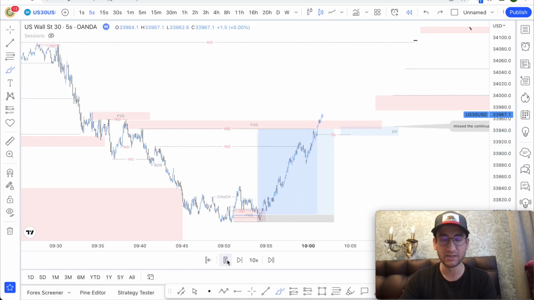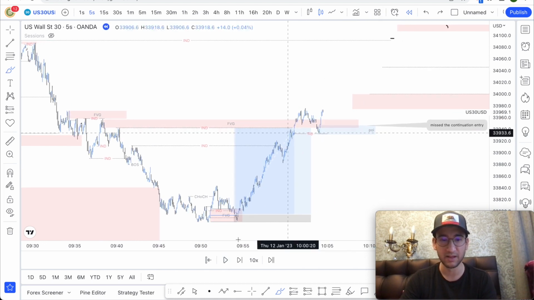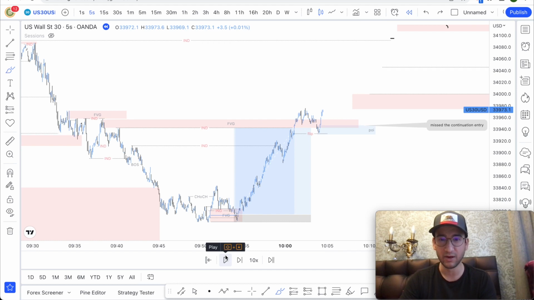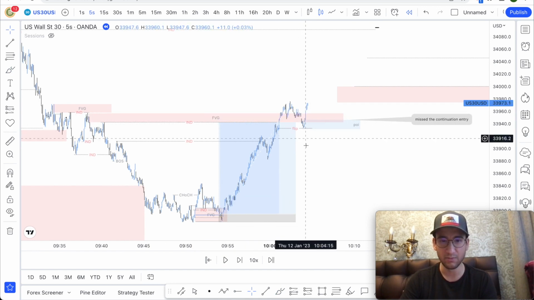All right, so price continued bullish here. I have 12% on my laptop, so this might die before I finish, but bear with me. Right here we had a break of structure. This was a flip. We don't buy at the flips.